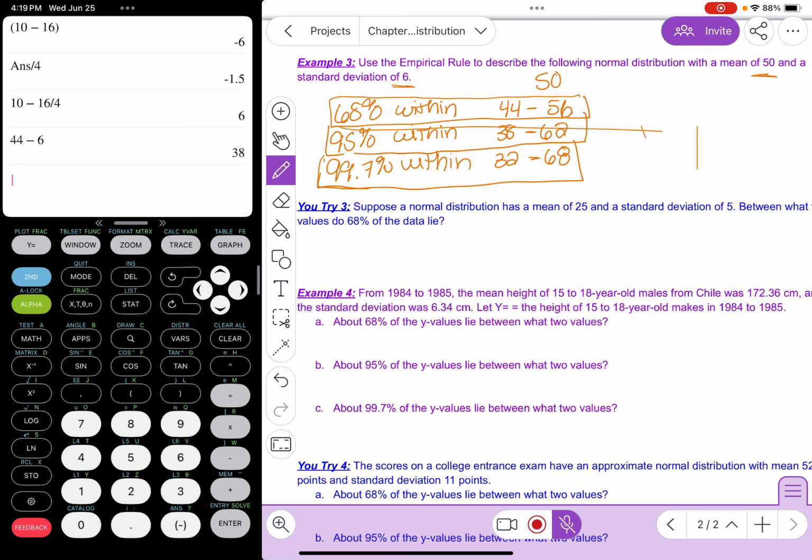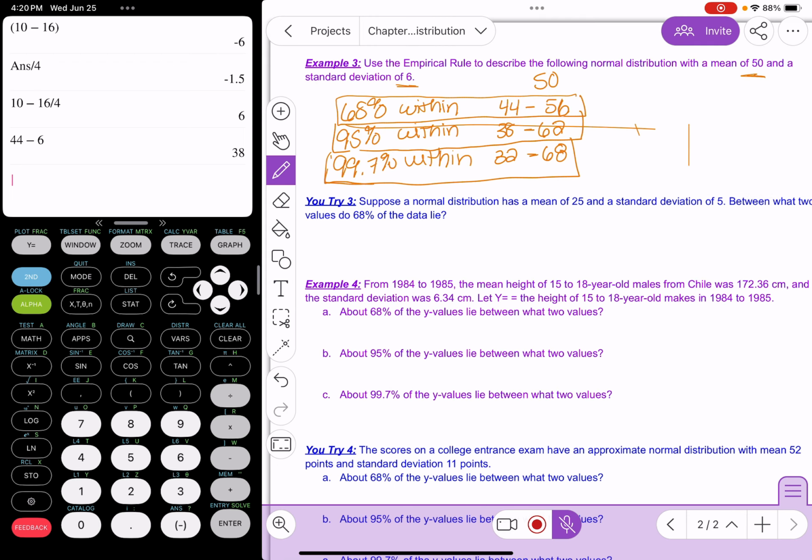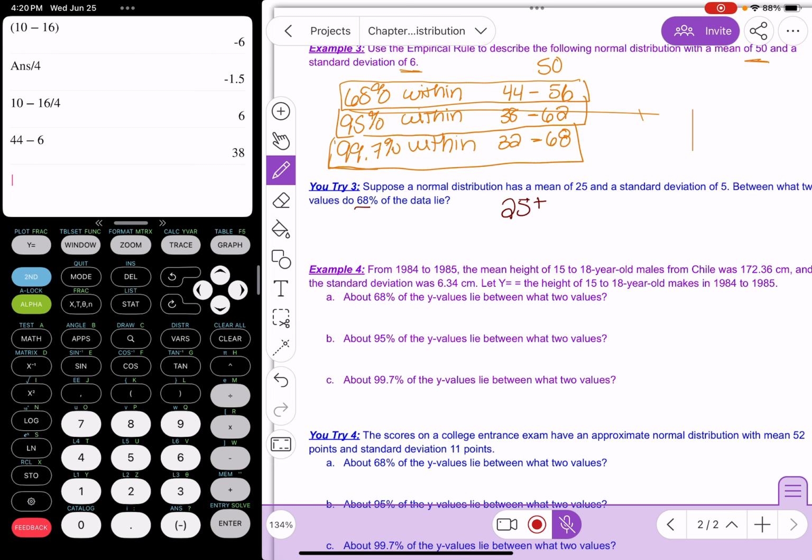All right. Suppose a normal distribution has a mean of 25 and a standard deviation of 5. Between what 2 values do 68% of the data lie? So 68% is 1 standard deviation. So we're going to do 25 plus or minus 1 standard deviation. So 25 plus 5 is 30. 25 minus 5 is 20. So 68% of the data are going to be between 20 and 30.